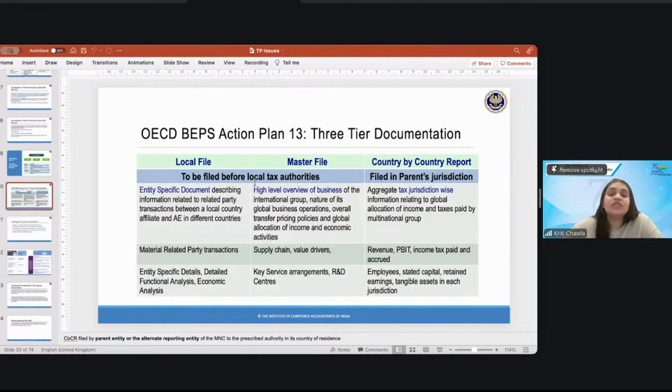So my next question, which has already been put in the chat box here, is: do you think local file is the TP study? Yes, from an Indian perspective, local file is basically something called the TP study.